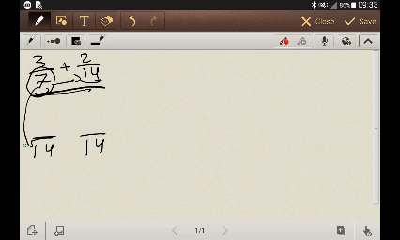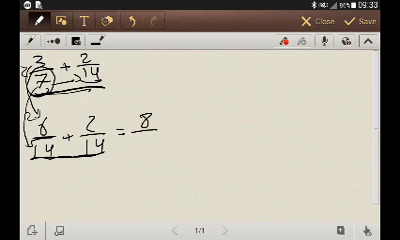7 multiplied by which number to get 14? Multiplied by 2. So the 3 here should be multiplied by 2 as well to get 6. Plus 2 over 14. Now I have the same denominator on both of them. I can simply add them. 6 plus 2 equals 8 over the same denominator, which is 14. Remember, don't add or subtract denominators.